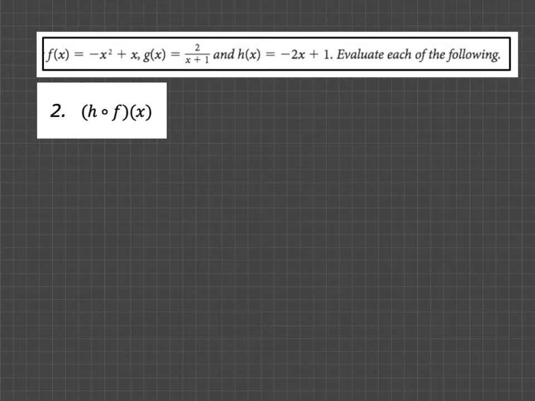Now we're going to go the other direction. So instead of having f be the outside function and h be the inside function, we're going to have h be the outside function. And we will plug in f of x to the function h. This one actually is going to be simpler going this direction. So we're going to plug into x in that function h what f of x is. And f of x is negative x squared plus x.